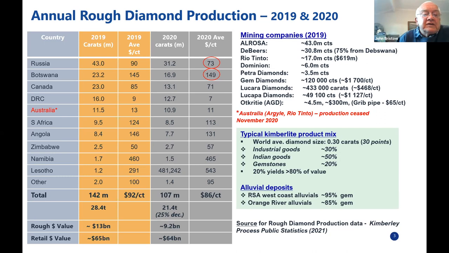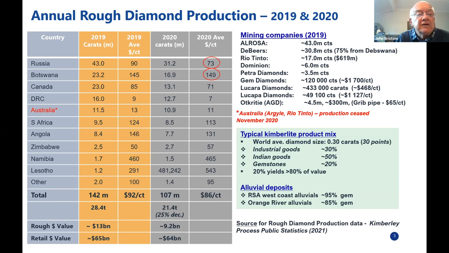Botswana, the second biggest producer, 23 million carats in 2019, only 16.917 million carats in 2020. And down the bottom, we'll see 2019, 142 million carats. In 2020, my apologies, 107 million carats. So we saw a drop of 25% in world production last year, mostly due to COVID.